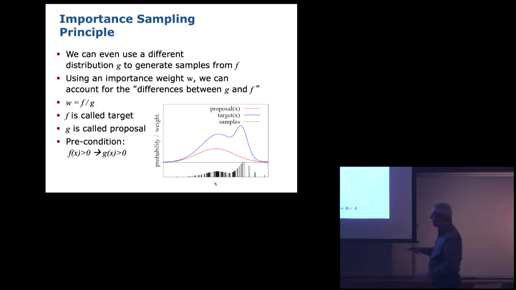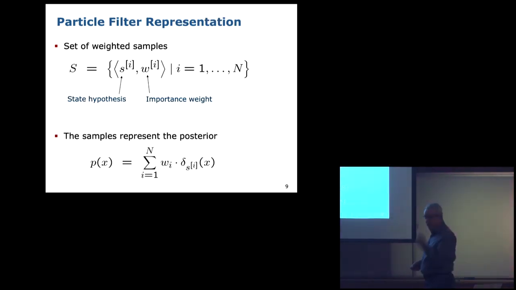This principle is mathematically underlying the particle filter algorithm. What we need in particle filters, the representation, is nothing else but a multi-set, mathematically correct, of hypotheses and importance weights, one weight for every particle or hypothesis. Mathematically, because these are just peaks, we have this weighted sum of Dirac distributions over here. This is the posterior that we have.